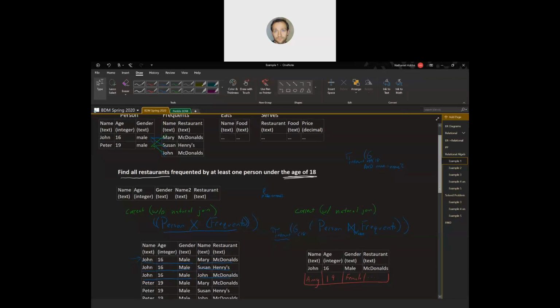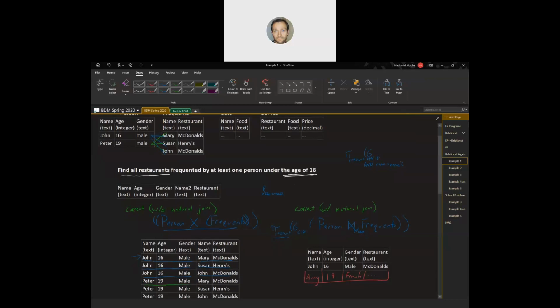Scroll down just a little bit here. So this is Peter from the person relation, and this is Mary from the frequents relation. Okay, so this is just all possible pairings. Now, some of these are just kind of trash. For example, this, John being paired with Mary. I mean, these are names that don't match.